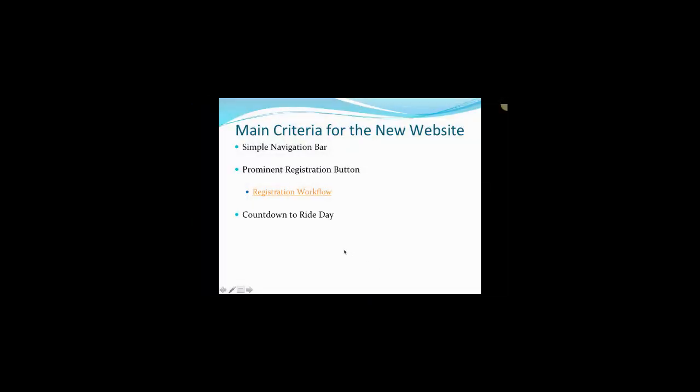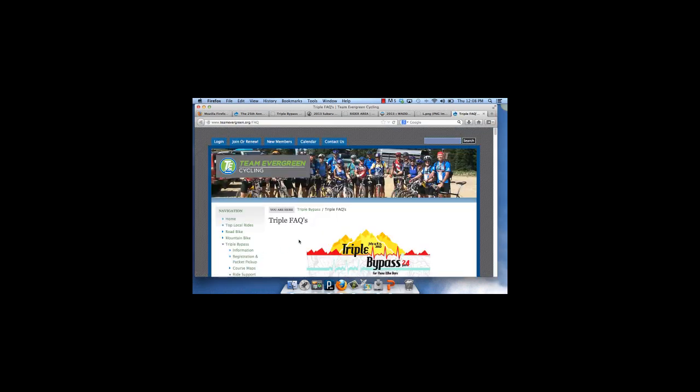Next, we wanted to add a countdown to ride day. We thought this was a great feature. And we wanted to incorporate social media, add a Facebook widget, add links to Twitter and Facebook, different things like that. And we wanted you to be able to find FAQs easily. Currently, after some research, we found the FAQs on the Triple Evergreen site. However, the logo on this page is from 2012, so we aren't sure if it's accurate.